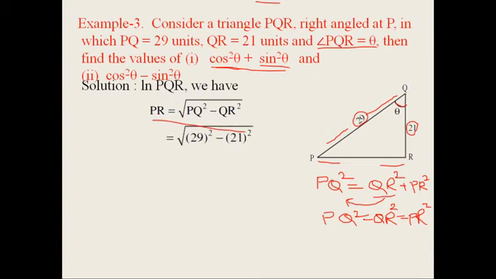Now substitute the values. PQ, how much is given here? 29. So 29 square. QR is given 21, so 21 square. 29 whole square is equal to 841 and 21 square is equal to 441. So when we subtract, we will get 400. So under root of 400 is equal to 20.